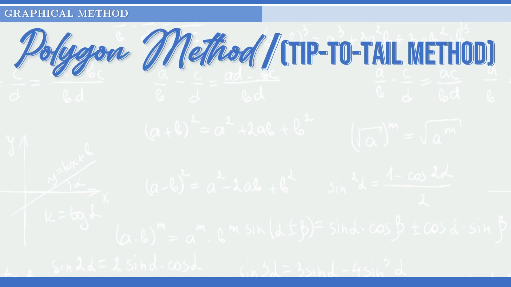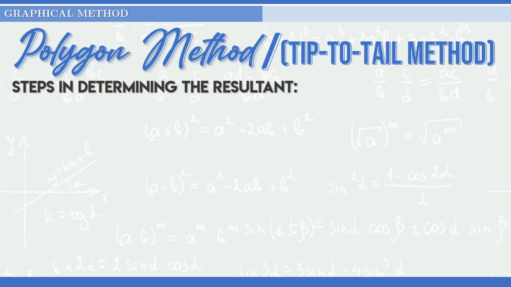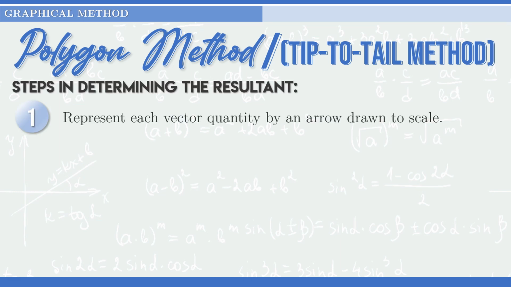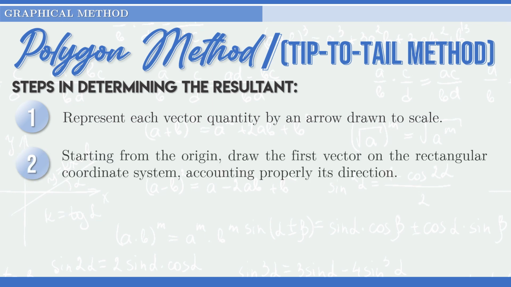Next, we have the polygon method, also known as the tip-to-tail method. This method is used whenever we are adding two or more vectors under the graphical method. And to determine the resultant, first, represent each vector quantity by an arrow drawn to scale. Second, starting from the origin, draw the first vector on the rectangular coordinate system, accounting properly for its direction.